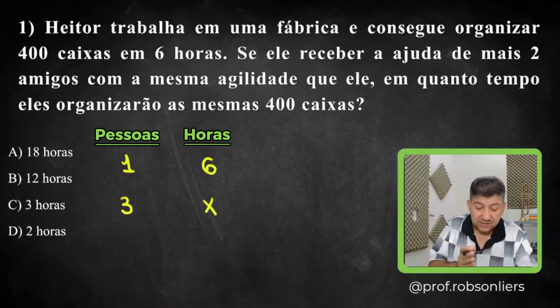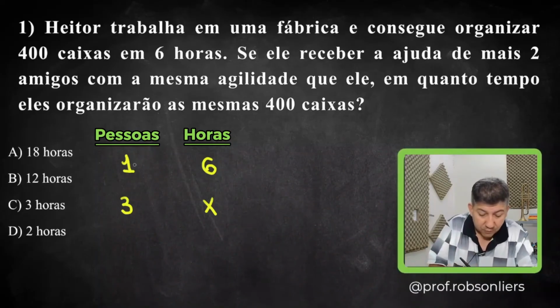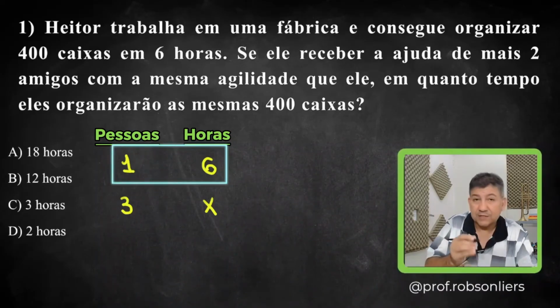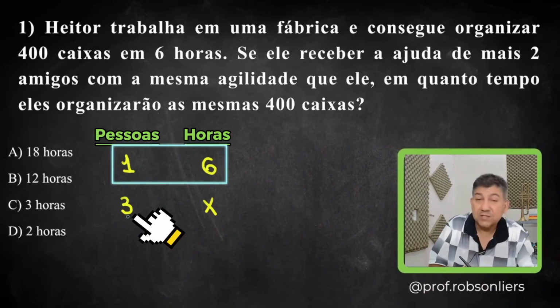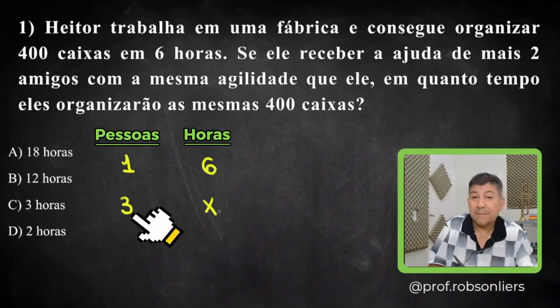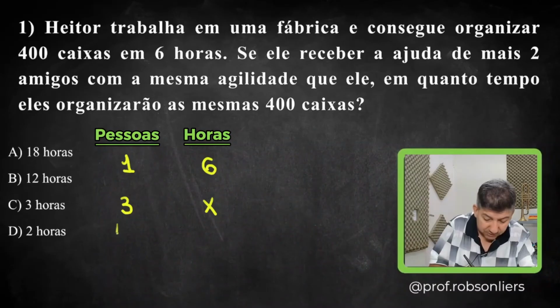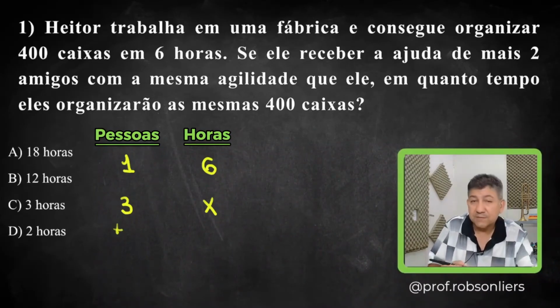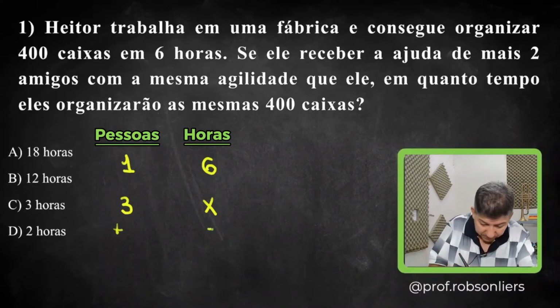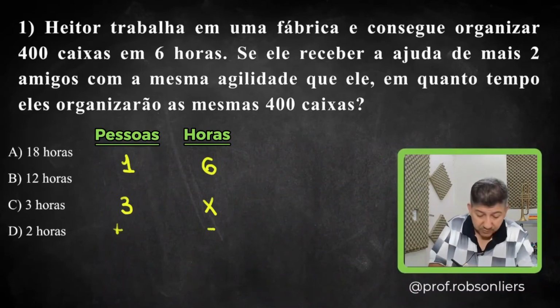Now, analyzing whether the quantities are directly or inversely proportional, here's the thing. One person organizes the 400 boxes in 6 hours, okay? If you increase the number of people working, will it take longer or will it be faster? It will be faster, right? The more people working, the faster the job will be done. So, by increasing the number of workers, the job will be finished in less time. When one quantity increases and the other decreases, they are inversely proportional quantities.